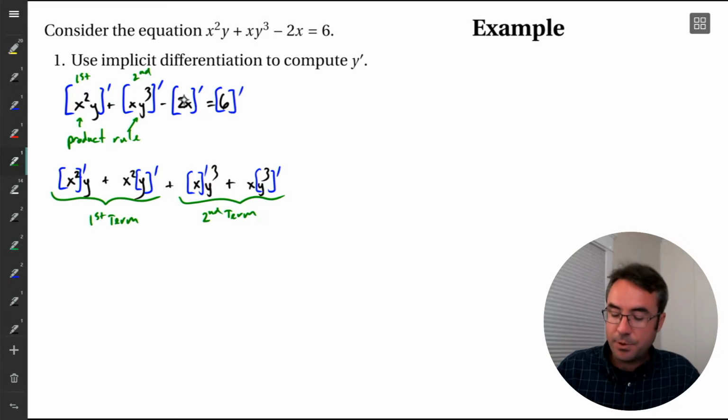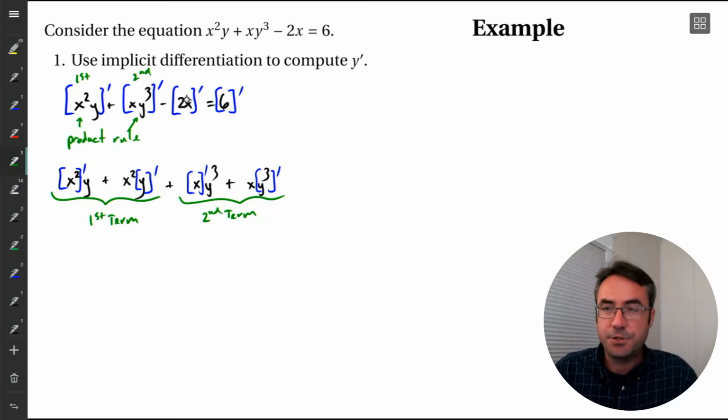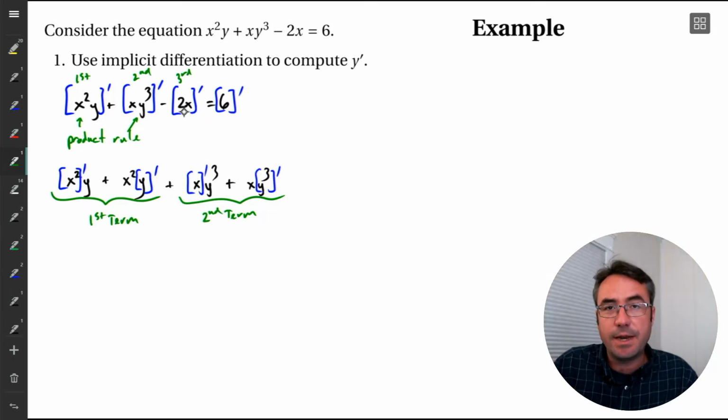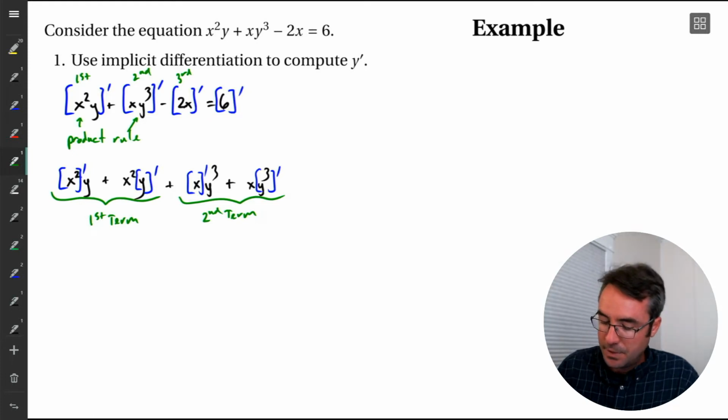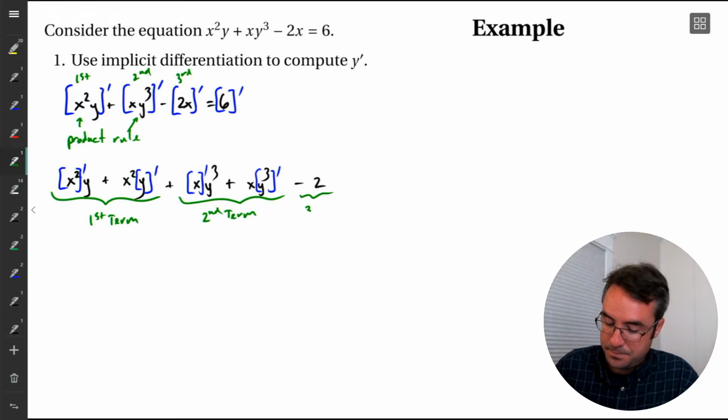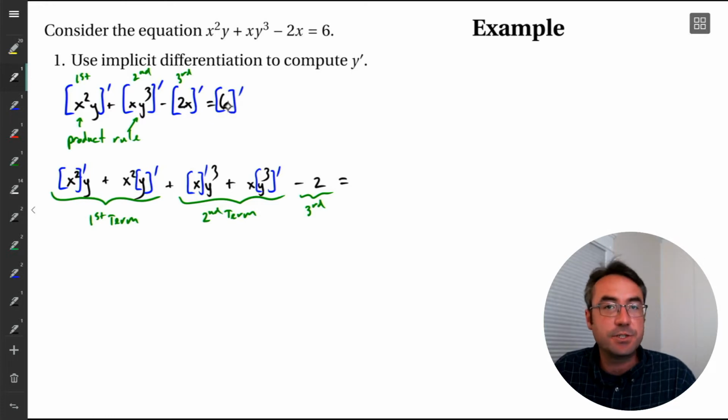And then we just keep going down the line. So we have this 2x. What's the derivative of 2x? This one involves only an x, so we can just differentiate it like usual. It's just 2. And then we had subtraction, so it'll be a minus 2. And then finally, on the right side of our equation, it's just a constant, so the derivative of a constant is 0.